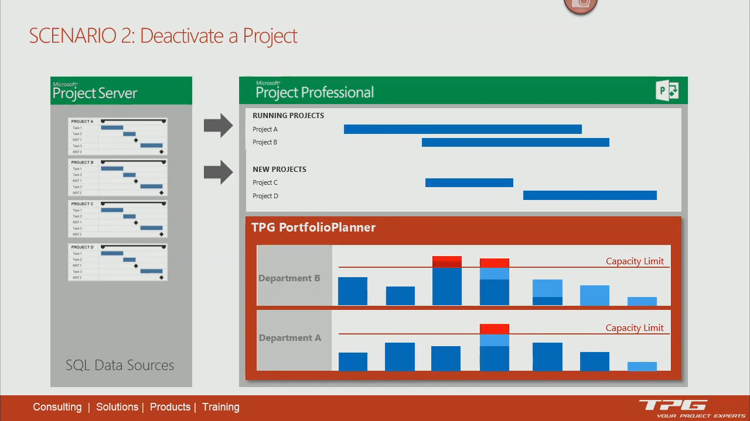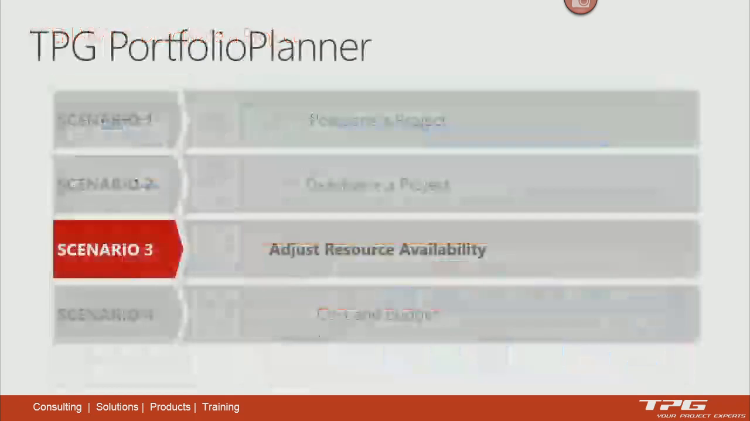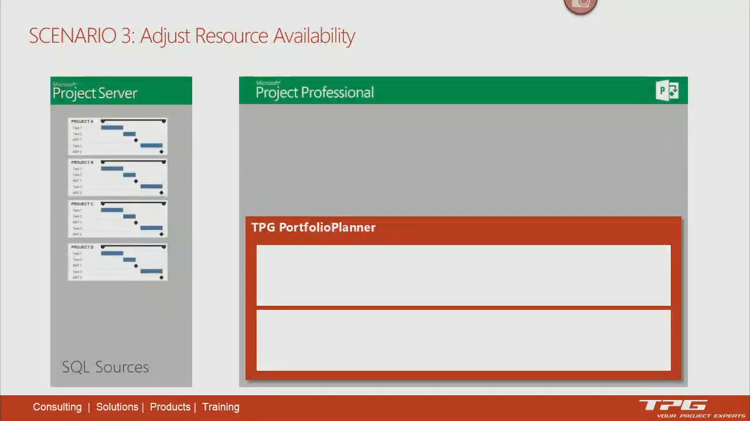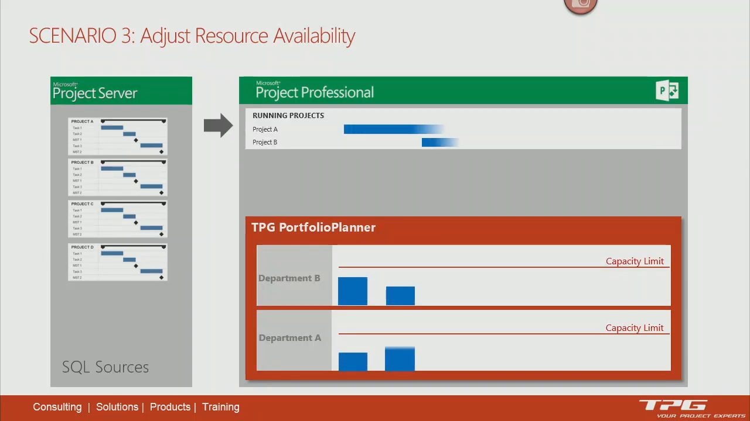We're going to deactivate Project C. And what we'll actually see is what impact that has on those resources at that particular point as well. Now, obviously, the best piece here is that we can actually adjust resource availability as well. So with the same type of view.